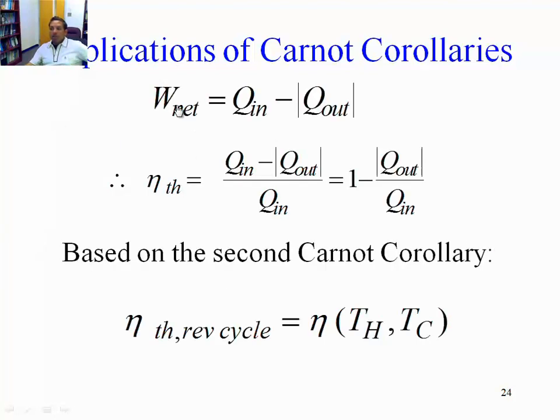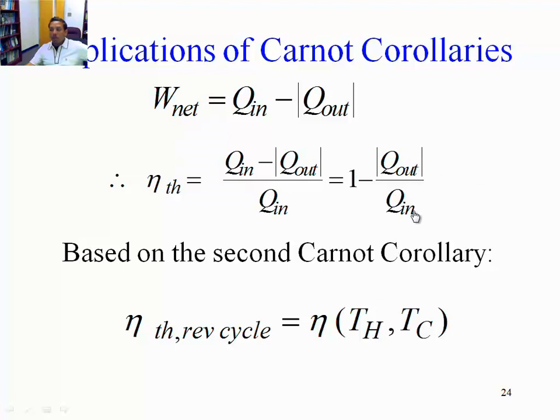So basically, since W net is Qin minus Qout, you can define the efficiency of the cycle as Qin minus Qout divided by Qin, or basically 1 minus Qout divided by Qin. Again, the absolute value of Qout, because Qout is actually negative. It leaves the system. Heat rejection is negative, so we use the absolute value. We're already establishing that it's negative by forcing the negative sign here and then putting in the absolute value of ours. So this is the thermodynamic efficiency of a power cycle.